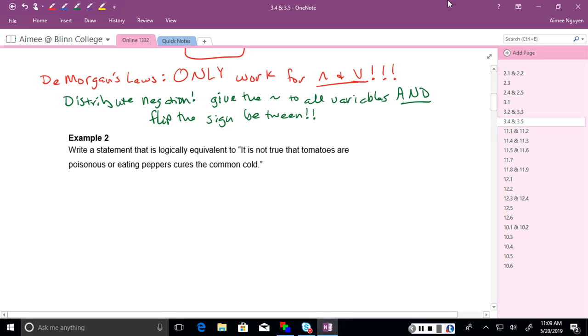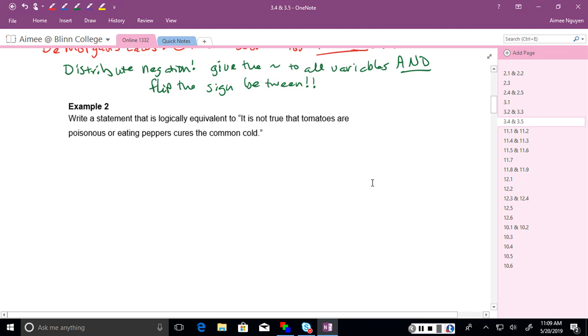So in example 2, it says write a statement that is logically equivalent to it is not true that tomatoes are poisonous or eating peppers cures the common cold. So probably it would help if it is not true, comma, that tomatoes are poisonous or eating peppers cures the common cold. So that comma there is what's going to tell us that this goes in parentheses, right? The is not true, that would be my negation on the outside. And then I have the or here, that's my disjunction.